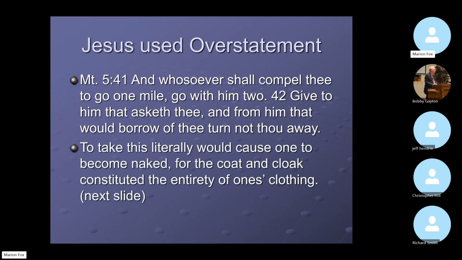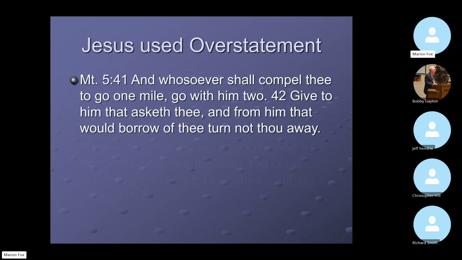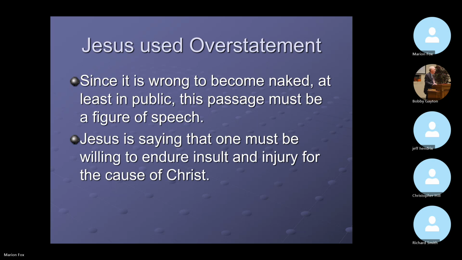To take this they would give, because one would become naked, for the coat and the cloak constitute the entirety of one's clothing. Let's go back to the slides here now. Give him your coat, your cloak also. That's the entirety of your clothing, and you become naked. And since it's wrong to become naked, at least in public, this passage must be a figure of speech. That's why we deem it figurative language. Jesus is saying that one must be willing to endure insult and injury for the cause of Christ.